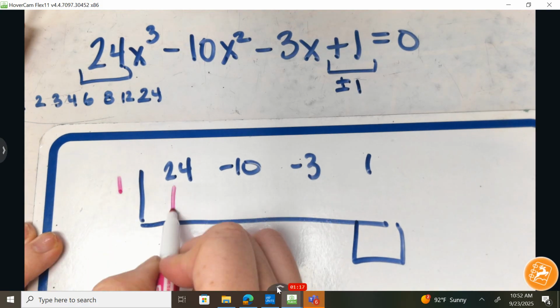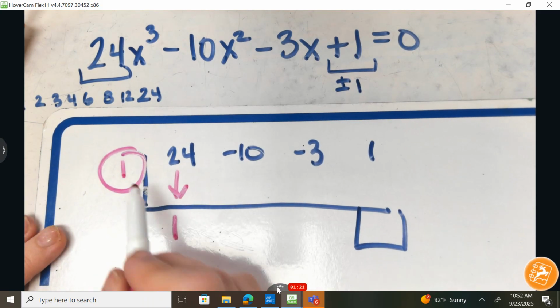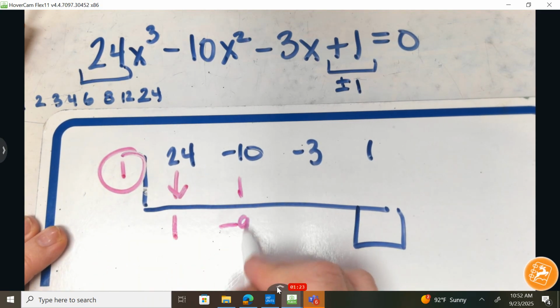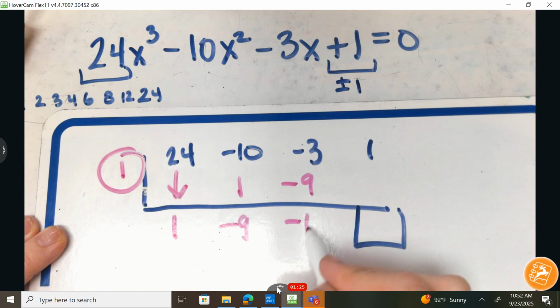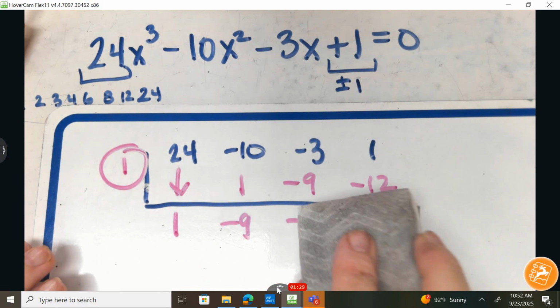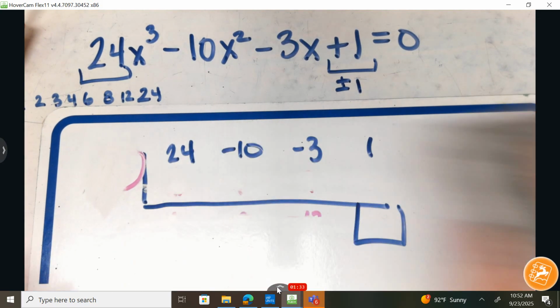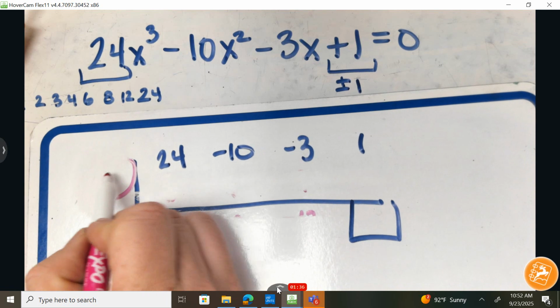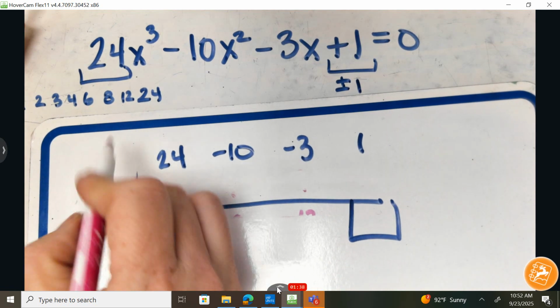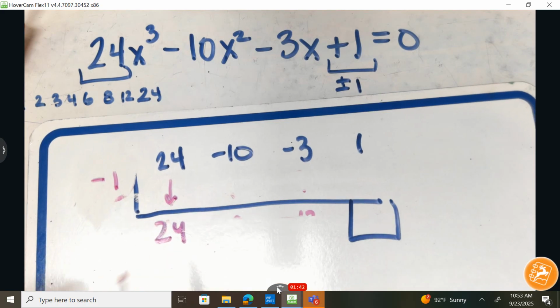Let's try 1. I drop down, and again, this is my magical number I multiply to. Multiply, add down, multiply, add down, multiply, and I don't even need to continue because it's not going to equal 0. Okay, fingers crossed, -1 works, and we don't have to work with testing fractions. Let's start right now with -1. Drop down. And you know what? I'm worried right now that I maybe put the wrong number there.